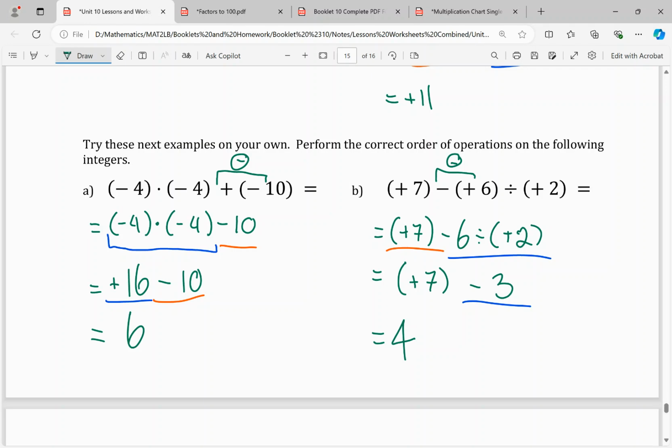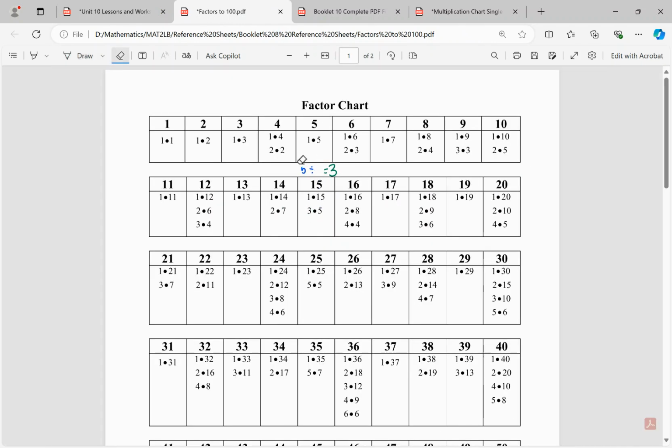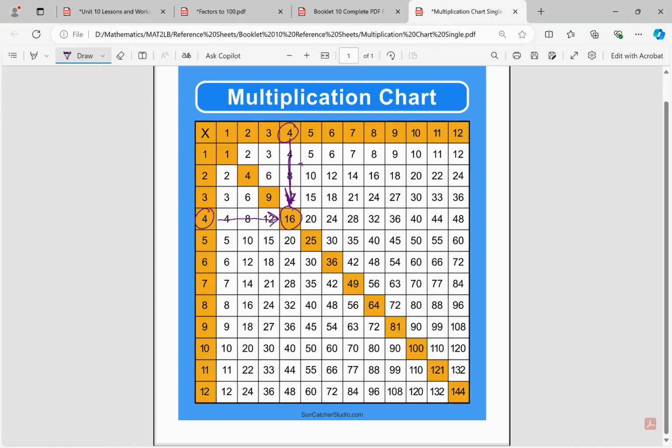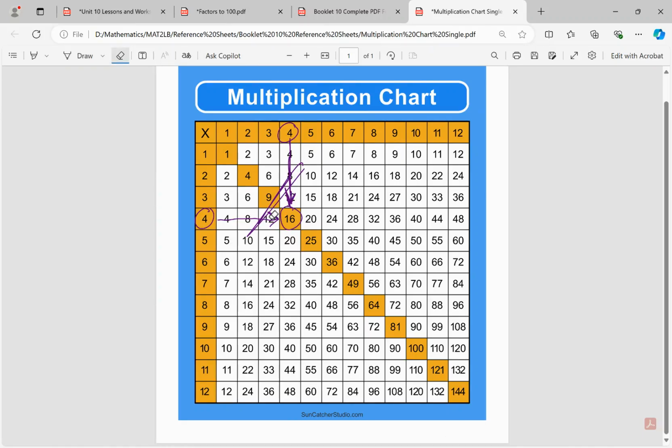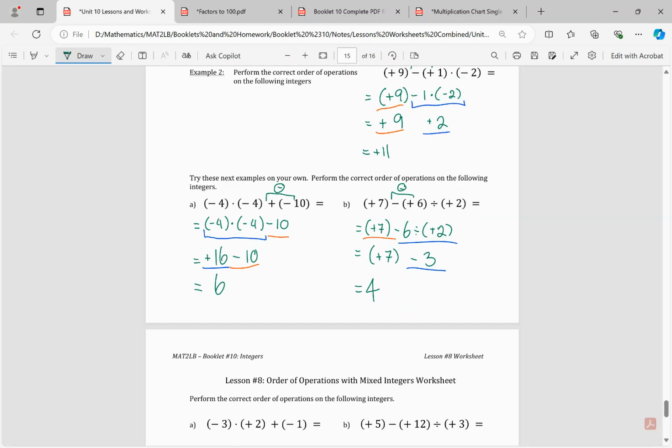So remember, I have one more question, so stick around. Just a brief reminder that you don't need a calculator. You should not be using a calculator for this unit. If you struggle with division, use your factor chart. If you struggle with multiplication, then please use the multiplication chart. But also keep working on that mental math.